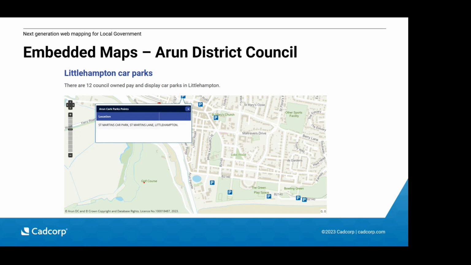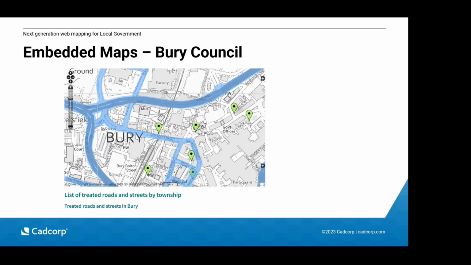Embedded maps. Now, Simon mentioned embedded maps for car park locations as an example. Here's a real life example from Arran District Council, just a very simple interface to display this information. Again, Bury do something similar, but this time with their gritting routes and bins.